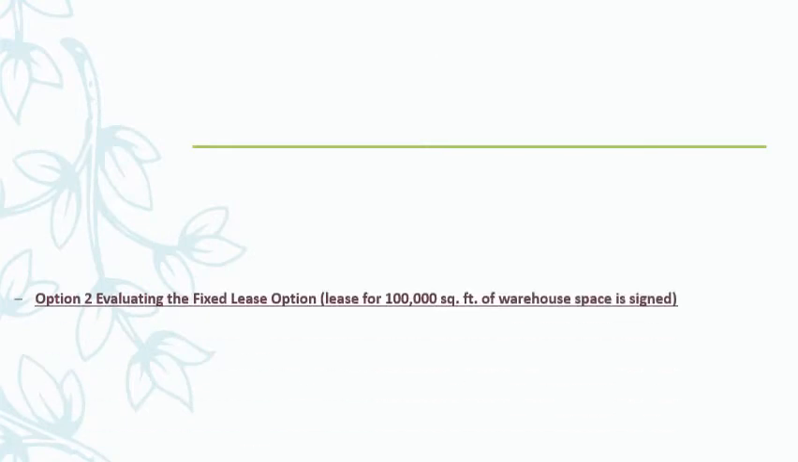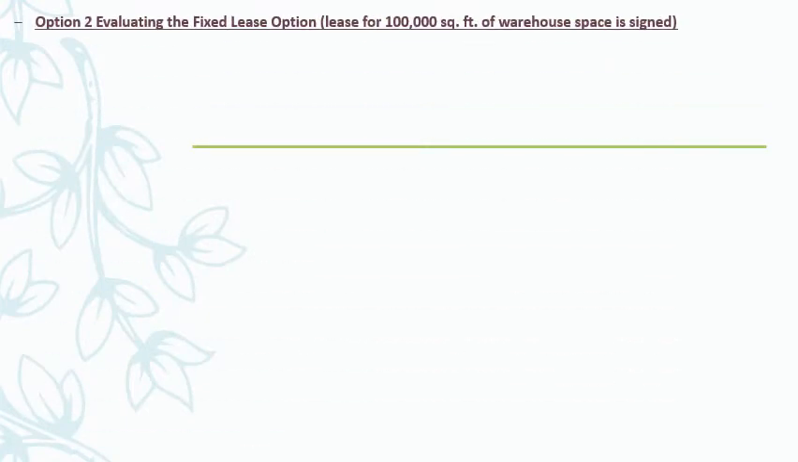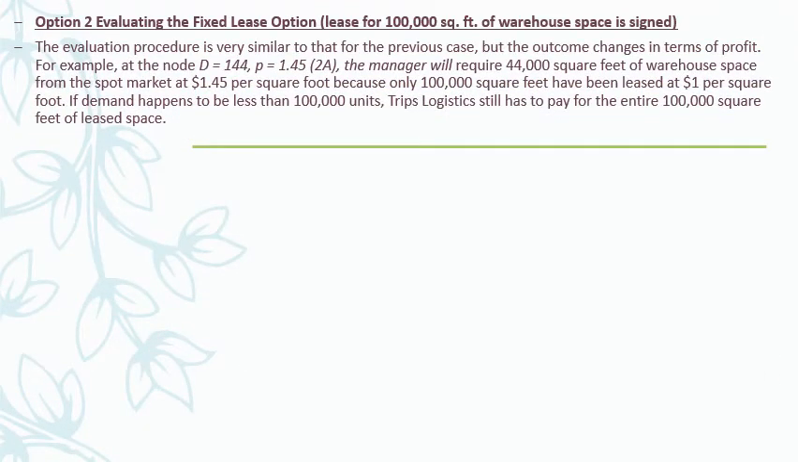Now let us see the second option. What is the second option? Evaluating the fixed lease option, that is, a lease for 1 lakh square feet of warehouse space is signed. If it is signed under that condition, how much profit shall I end up with? Let us see. The procedure remains the same. First we have to calculate the period 2 profits, then period 1 profit, and finally period 0 profit. The evaluation procedure is similar to that of the previous case, but the outcome changes in terms of profit.